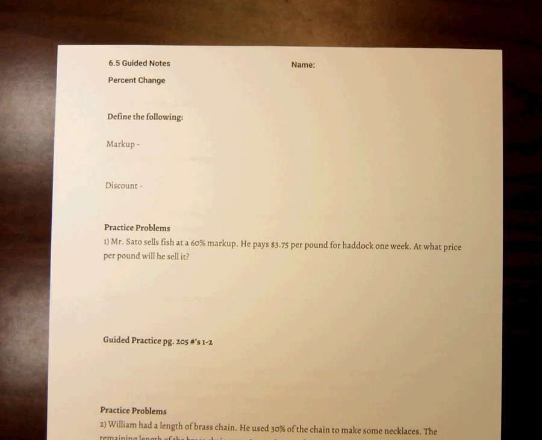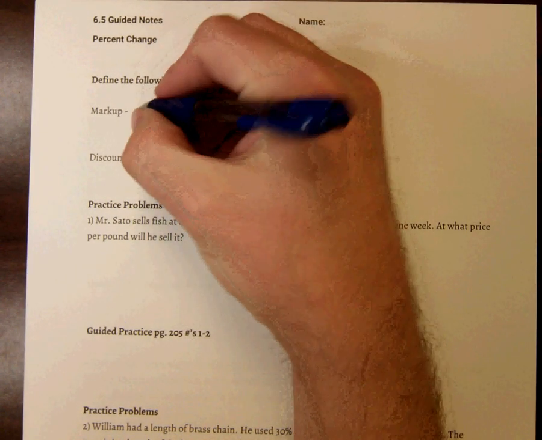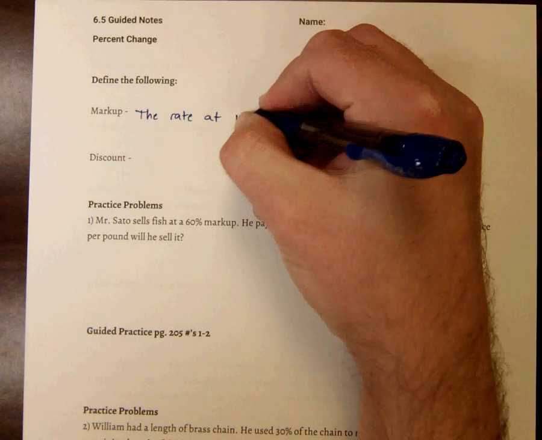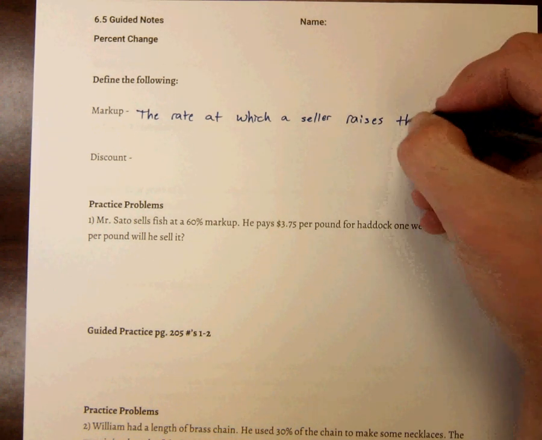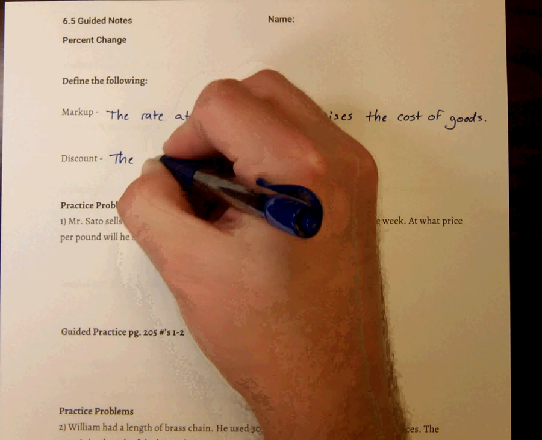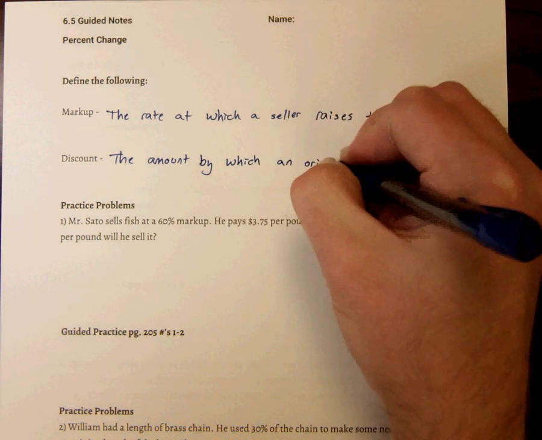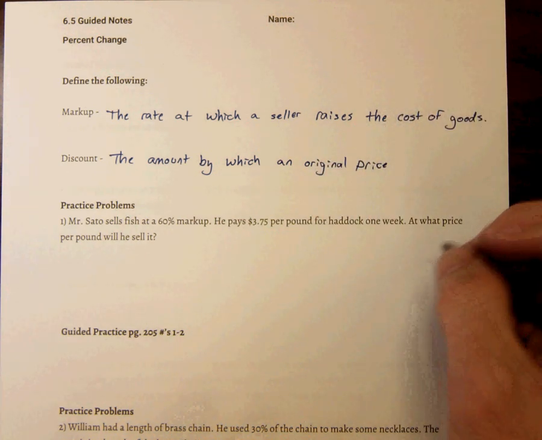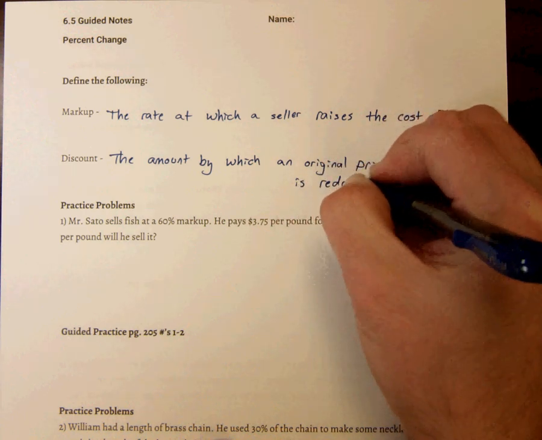Today we're going over 6.5 guided notes, percent change. Our first vocab term is markup. Markup is the rate at which a seller raises the cost of goods. Discount is the rate by which an original price of something is reduced. So, markup, you are raising the cost. Discount, you are reducing or lowering the cost.